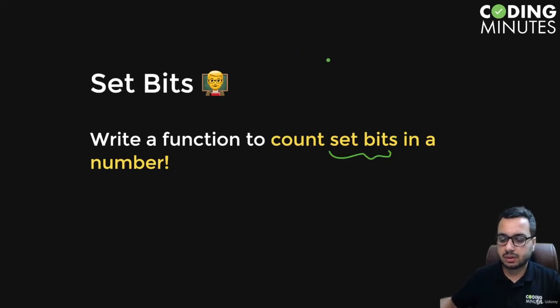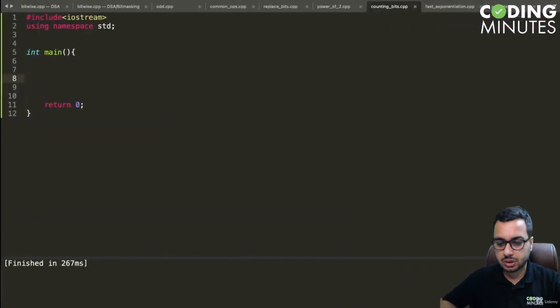For example, if I give you the number 9, which is like 1001, then I can say it has 2 bits which are set bits. So I want to count the number of set bits in the binary representation of any number. That's what we need to do. So let us see how we can approach this particular problem of counting set bits. So let us discuss the approach.